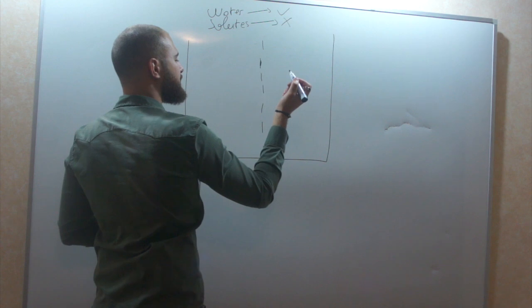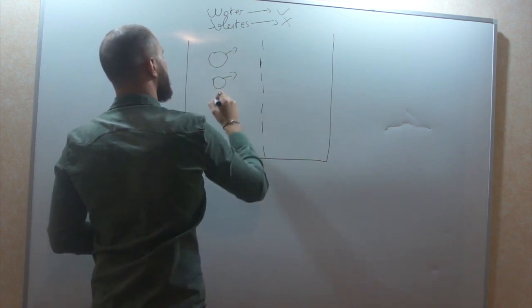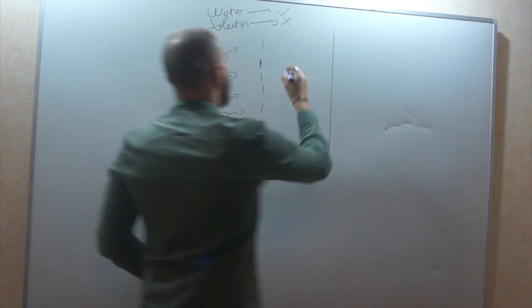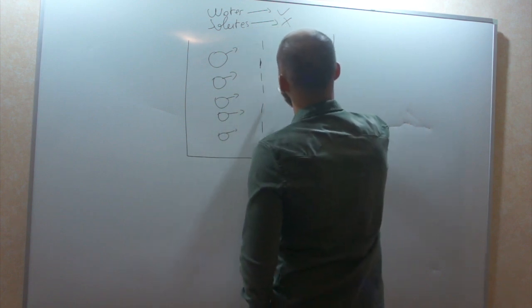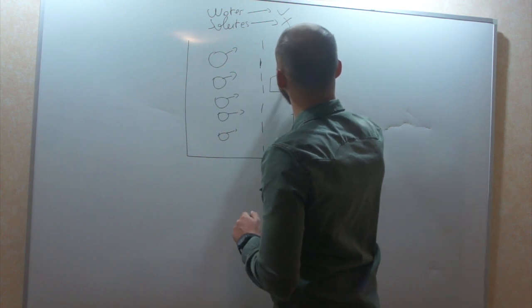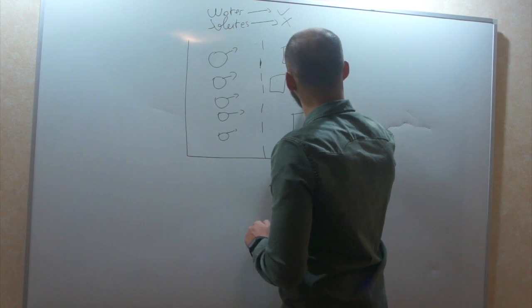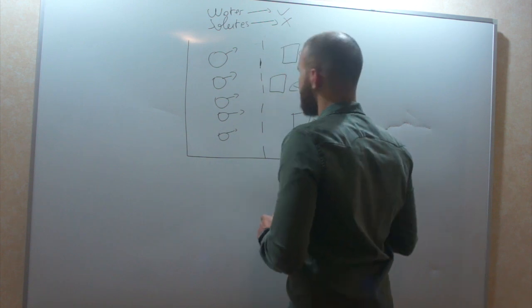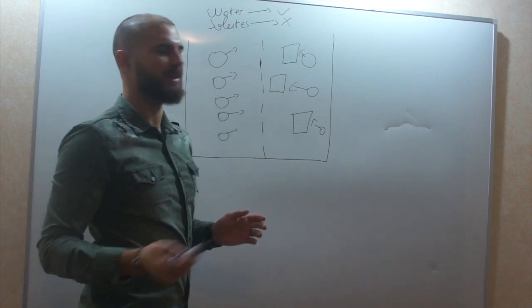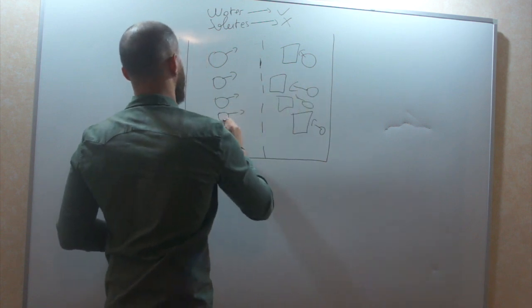So let's say you have 5 molecules of water here, and here you have solutes. They're big blocks. And let's say you have like 3 molecules of water here. What would happen if there wasn't this semi-permeable membrane? Let's say we have 4. I can explain this later. 4, and here let's add 1.